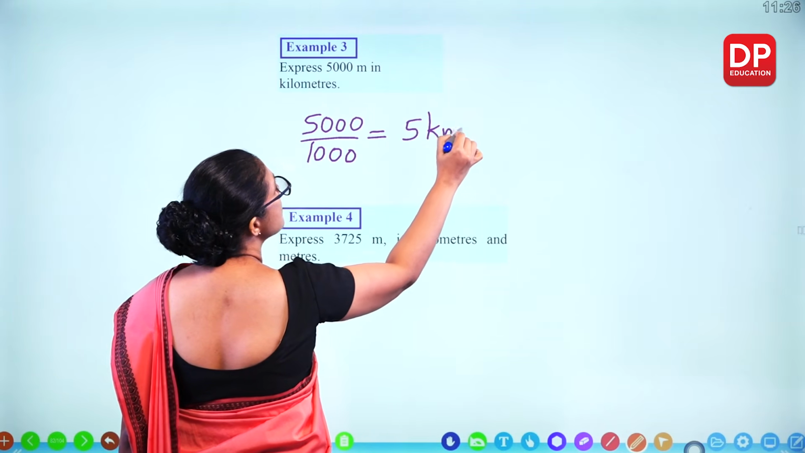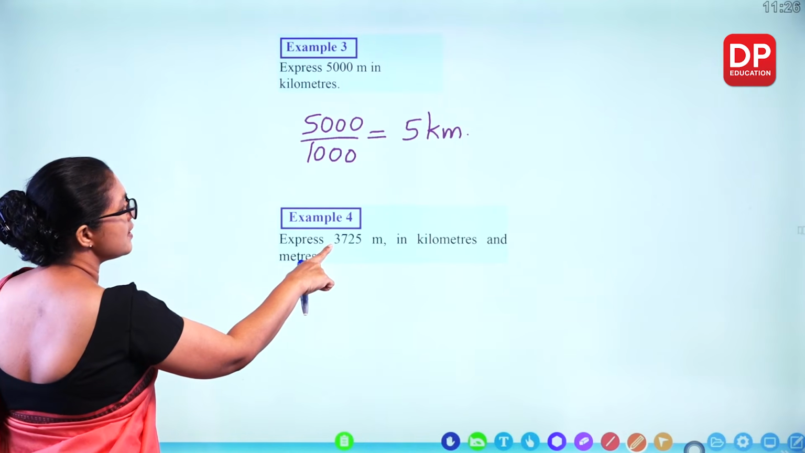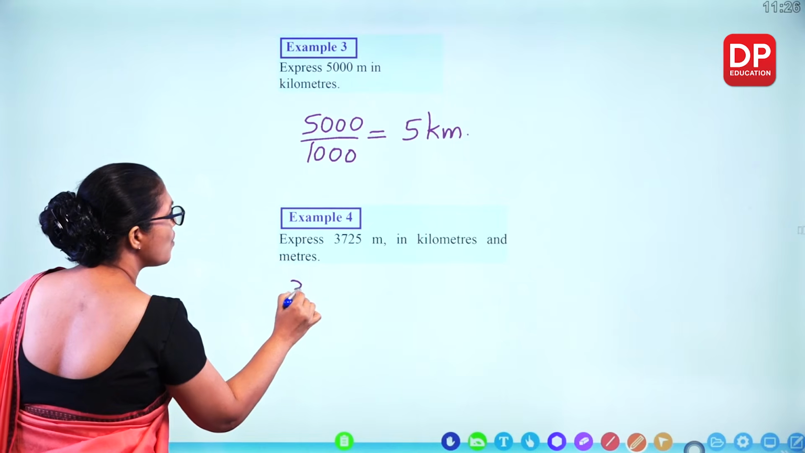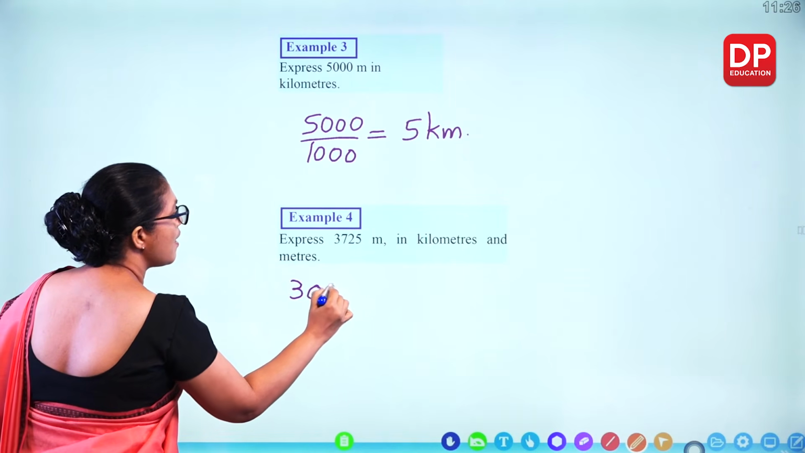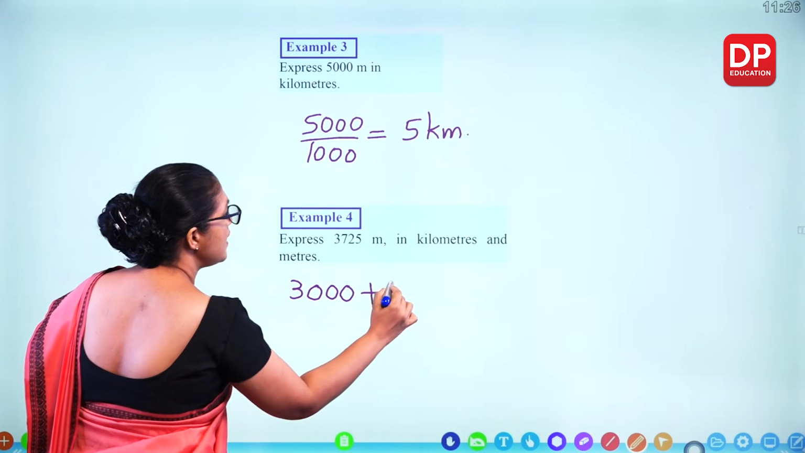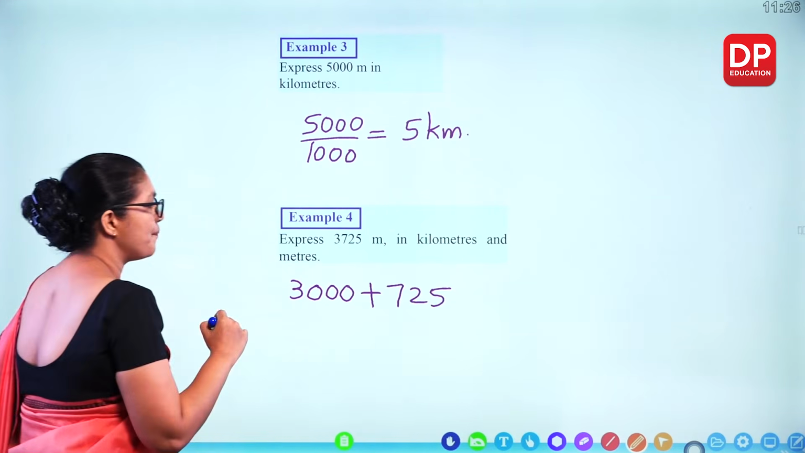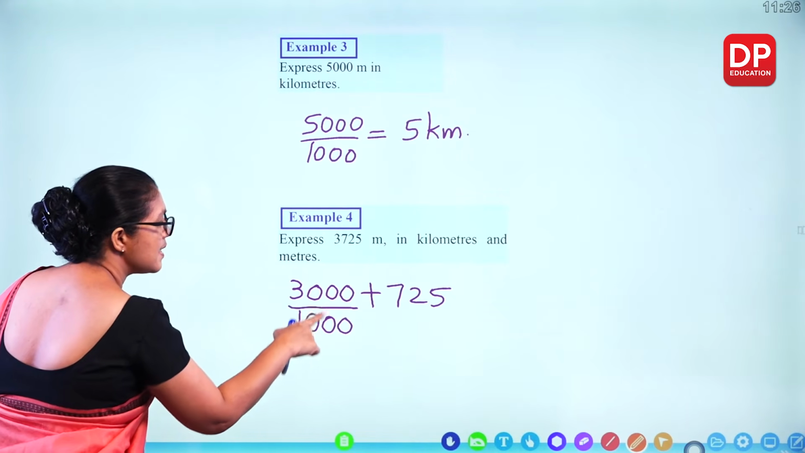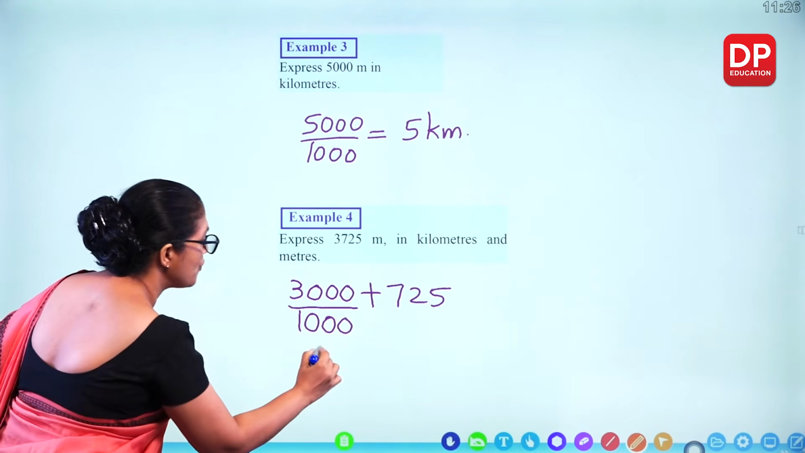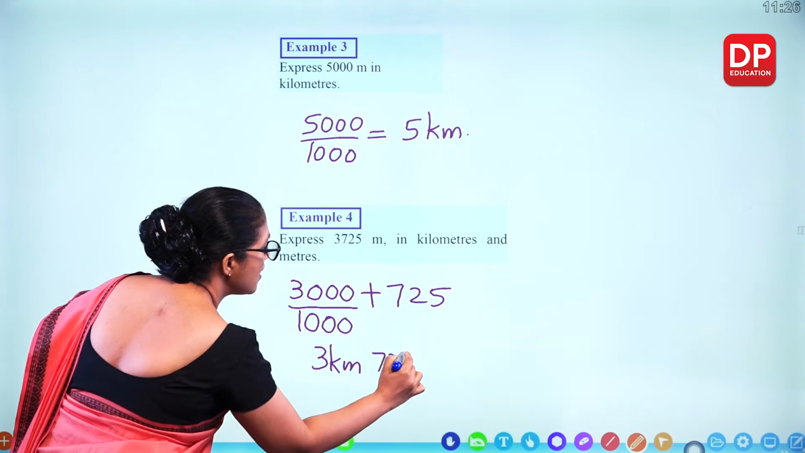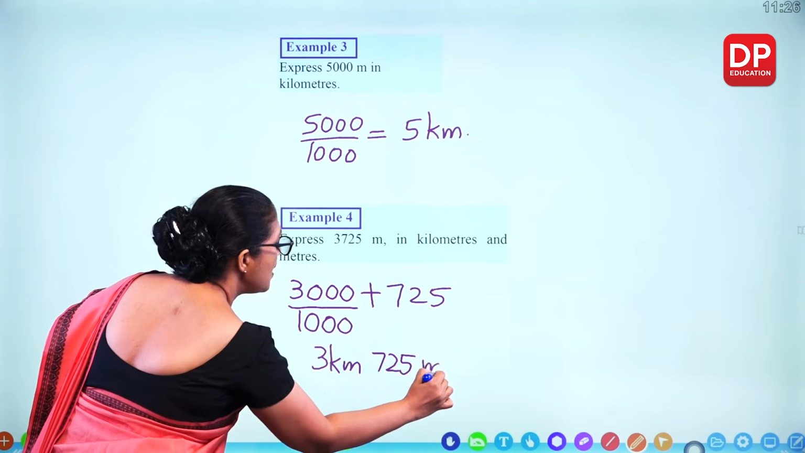5 kilometers. 3725 in kilometers and meters. So I can split it. I want to split 3725. Now convert this value to kilometers, divide by 1000. So 3 kilometers are there. And the remaining part, that's 725 meters.